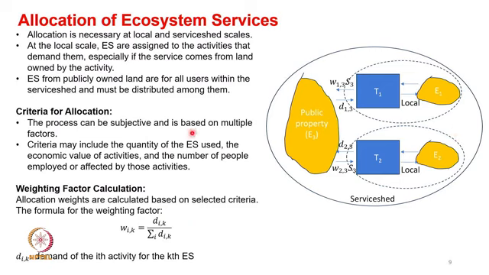And how do we do this allocation? The process can of course be subjective, and you can consider multiple factors. The criteria may include the quantity of the area used, the economic value of the activities, and the number of people employed or affected by those activities. And how can we compute the weighting factor? One possibility is W_ik, the weighting factor. W_ik is D_ik divided by the sum of D_ik, where D_ik is the demand of the ith activity for the kth ecosystem service, and that's how you compute the weight of the ith activity for the kth ecosystem service.